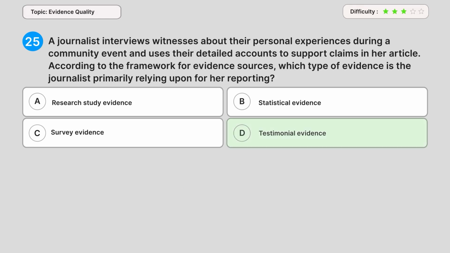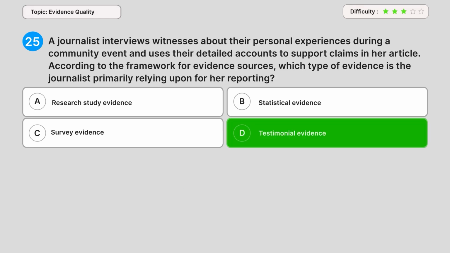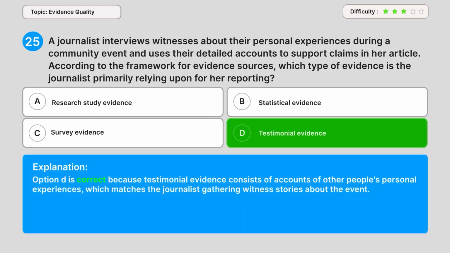Correct answer, D. Testimonial evidence. Explanation. Option D is correct because testimonial evidence consists of accounts of other people's personal experiences, which matches the journalist gathering witness stories about the event.